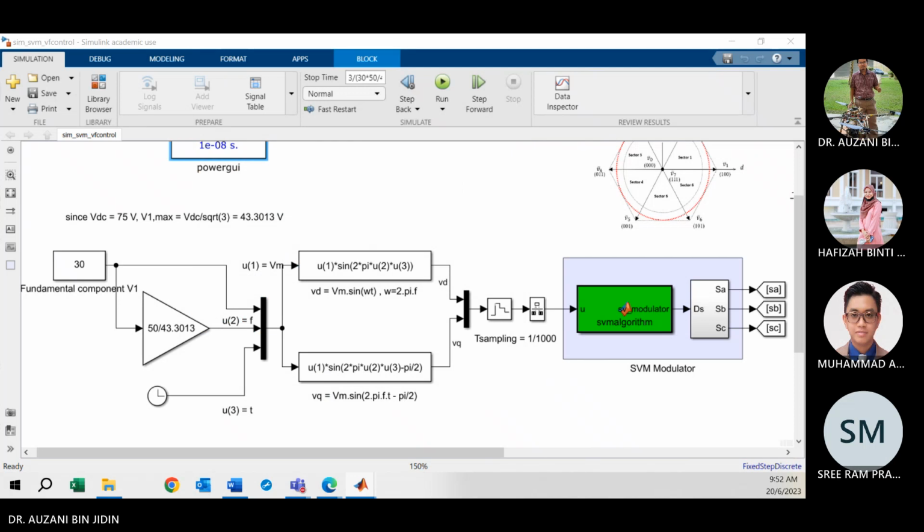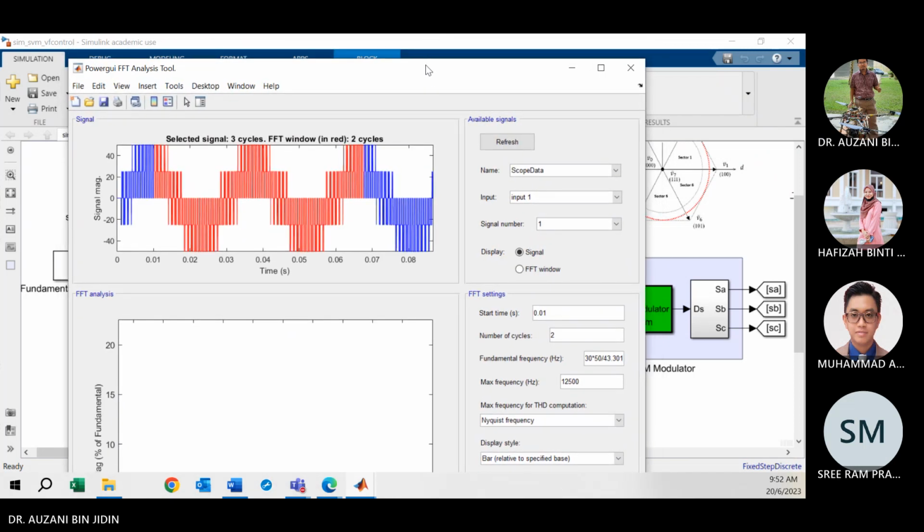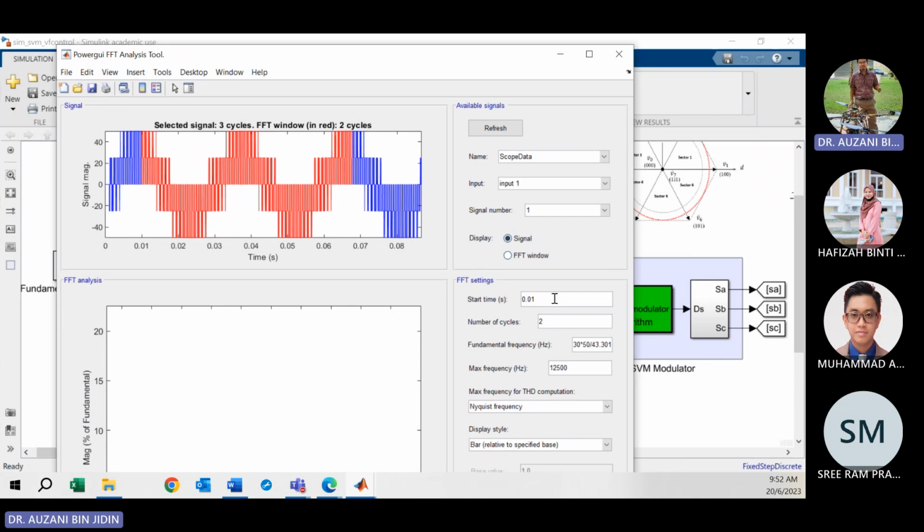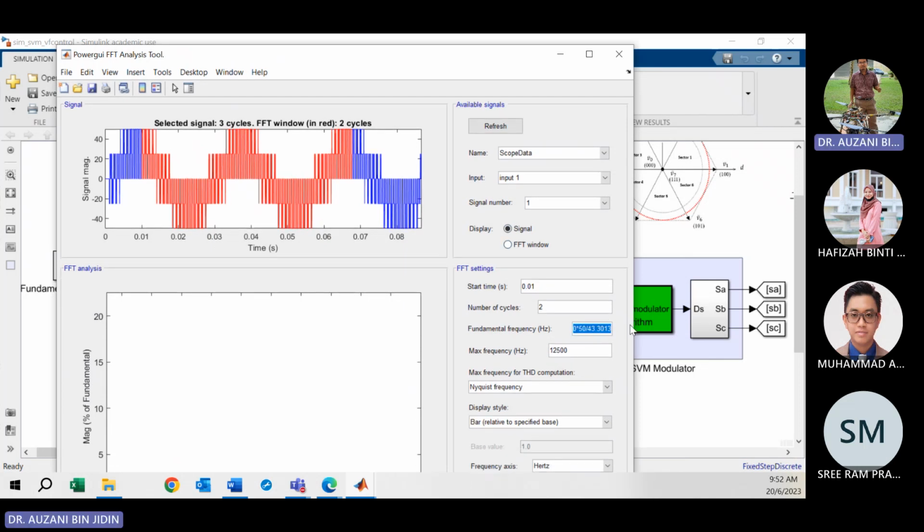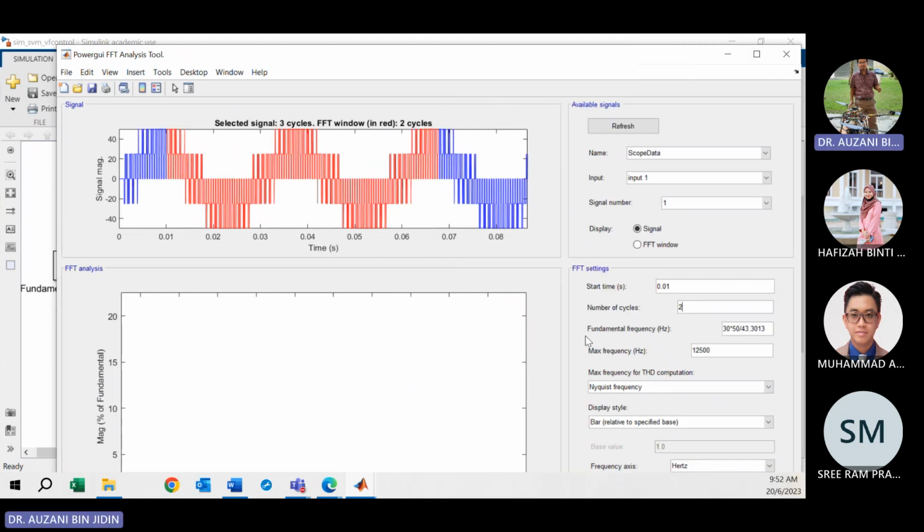Okay, you need to set the fundamental frequency in this parameter block here. Can you see? So your fundamental is, because 30 is your fundamental, you set the fundamental earlier, voltage is 30 volt. Then you multiply by the ratio, 50 divided by 43 something. Then you get the fundamental frequency. So you need to set this appropriate value of the fundamental frequency. If not, you get the wrong answer. Clear? Understand? You get what I mean?